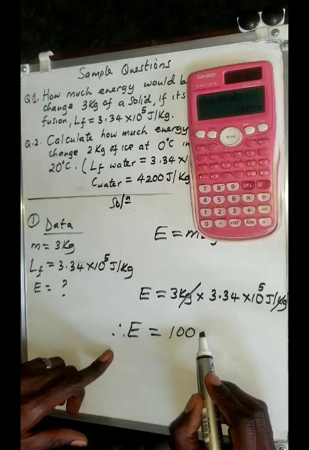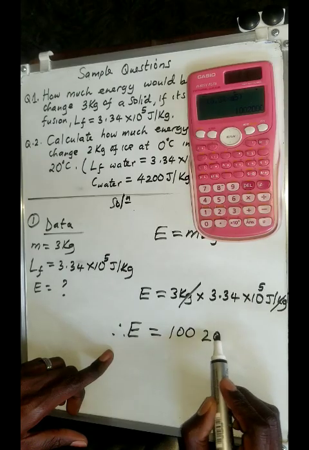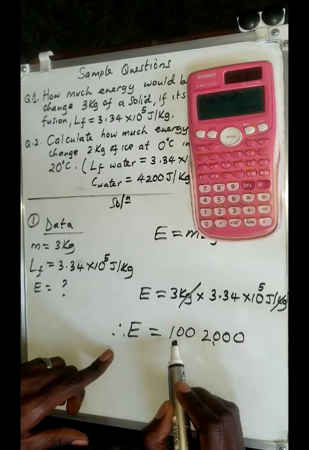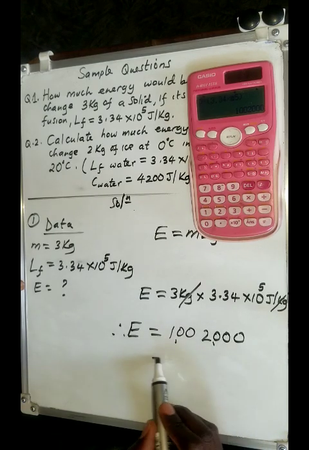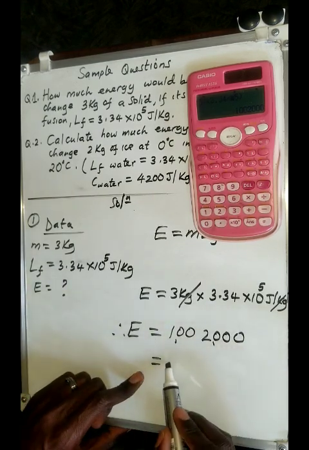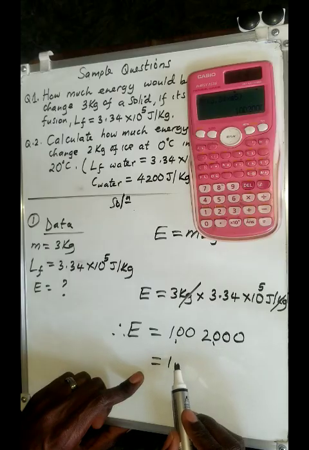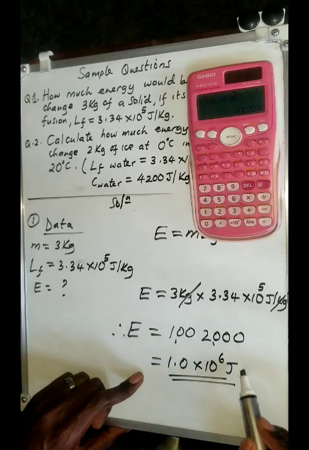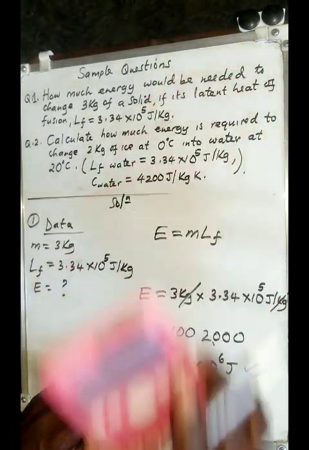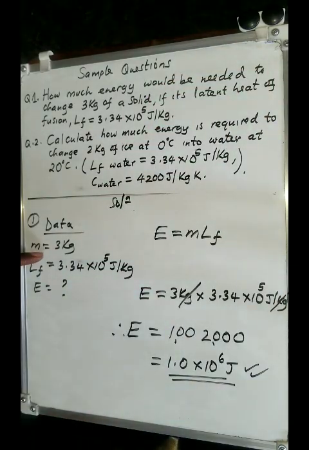So that is giving you a very big value there, almost 1,200,000. But we can write that in scientific notation. So that would be 1.0 times 10 raised to the power 6. And that is energy, so it is going to be in joules. So that's the amount of energy that would actually be needed to change 3 kg of solid into liquid. So that is what you needed to do there.